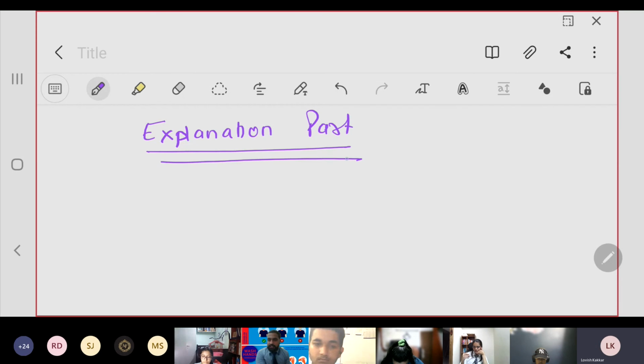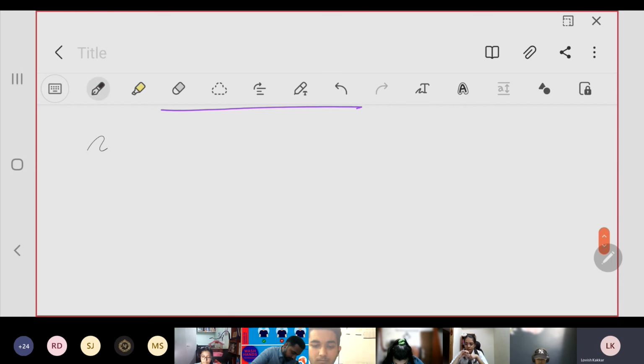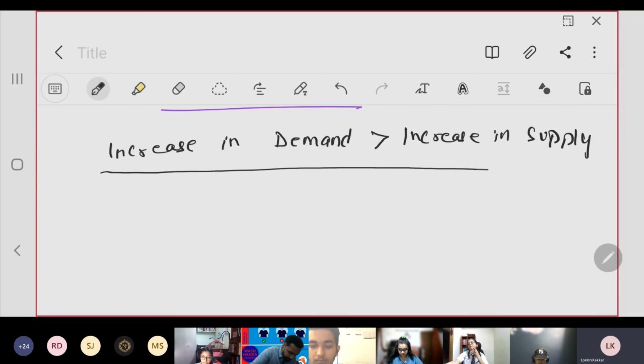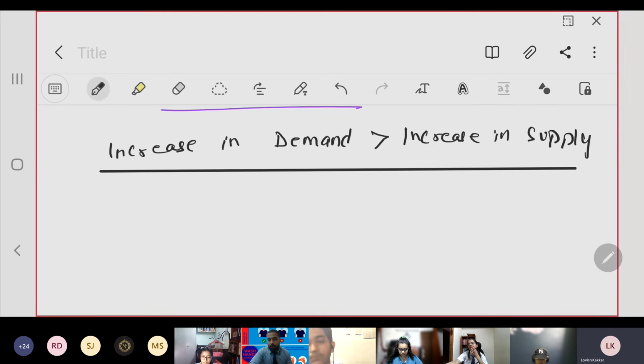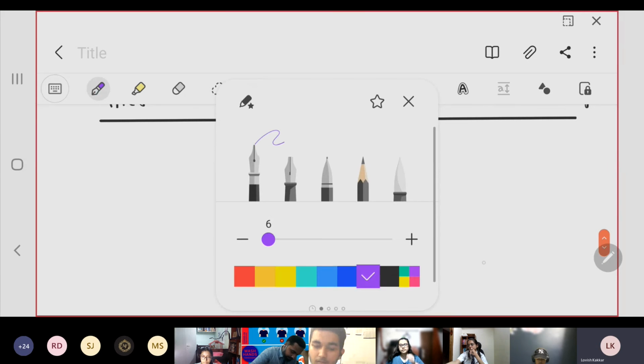Okay, so this is the explanation part, or framing of the answer part, for this question. So we'll just write for one case. Let's say this one: increase in demand is more than increase in supply. Now, although we have already drawn the diagram, we will draw it again, but first we will write this.